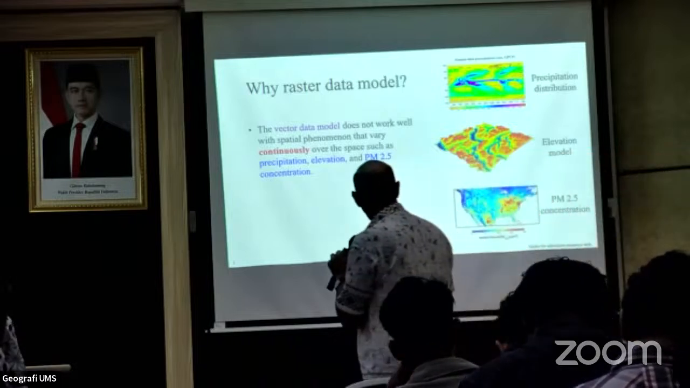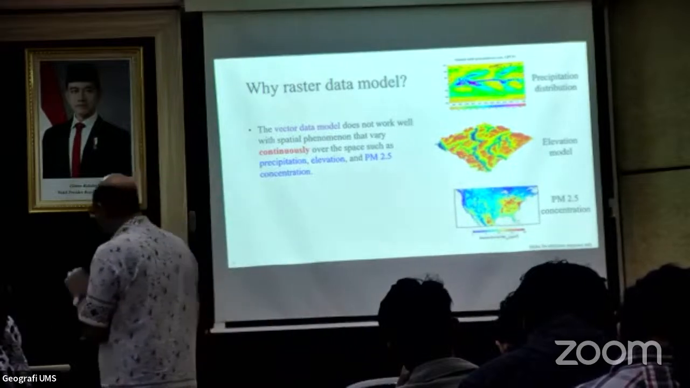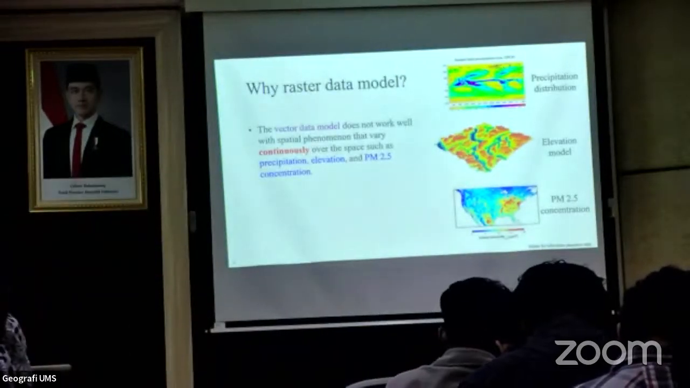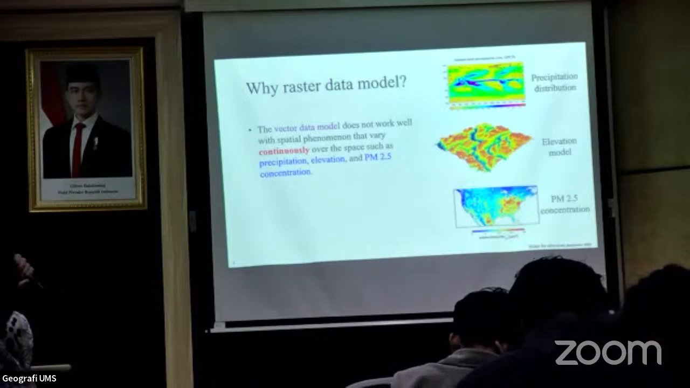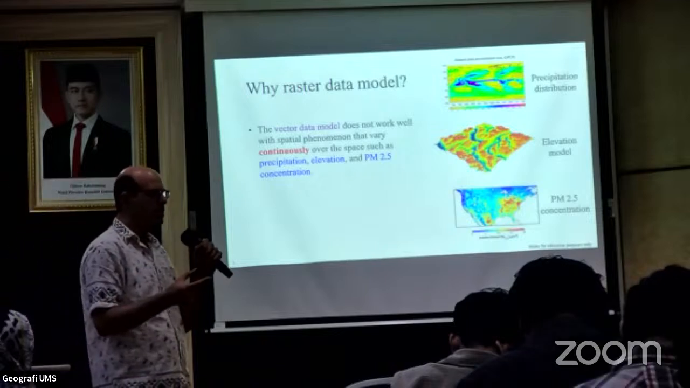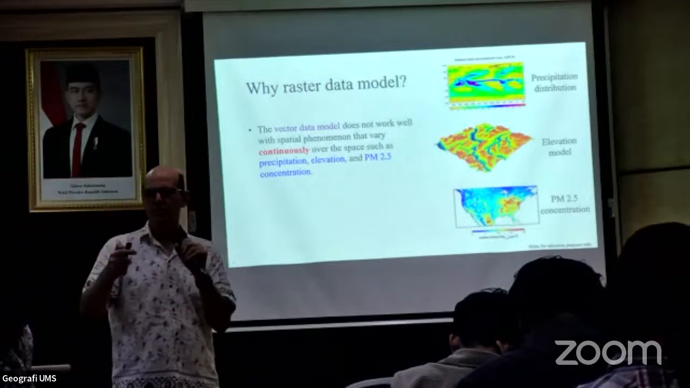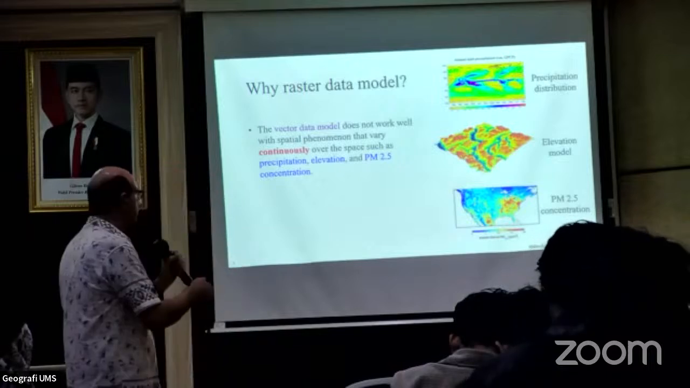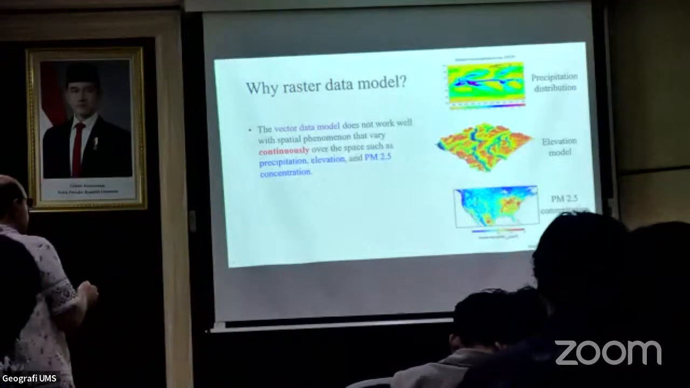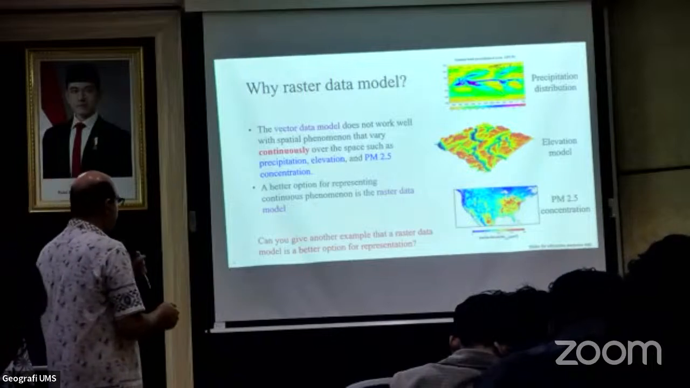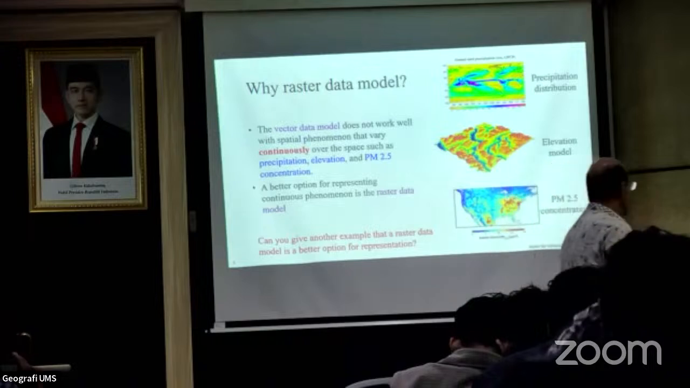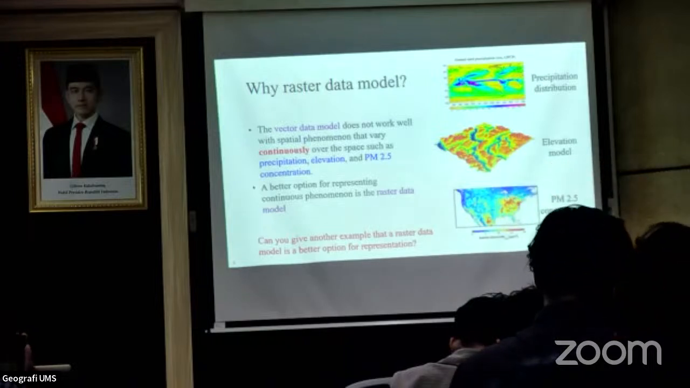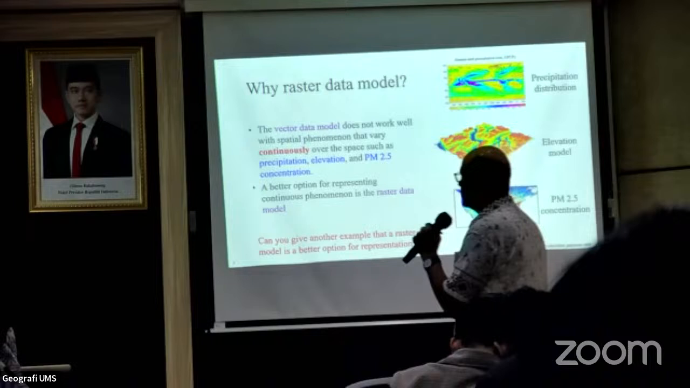So, as real world phenomena, they are raster data sets. For example, we come across pollution. You have sometimes haze, smoke, fog, particulate matter distribution, and you need to update in real time. You need a raster data set. These sorts of quantities you need raster, and better. So, precipitation distribution, elevation models, particulate matter. These are a few examples of real world continuous phenomena.